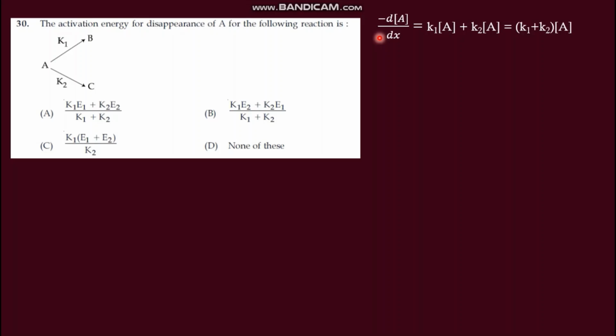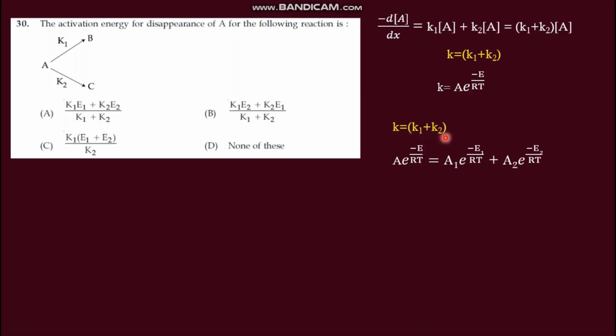So we can write the disappearance of A as minus dA by dt equal to K1 A plus K2 A. We can take out A as a common factor. We'll get K1 plus K2 into A. And so we can write K as K1 plus K2. We have the Arrhenius equation K equal to A e raised to minus E by RT. A is the Arrhenius constant, E is the activation energy, R is the gas constant, T is the temperature.